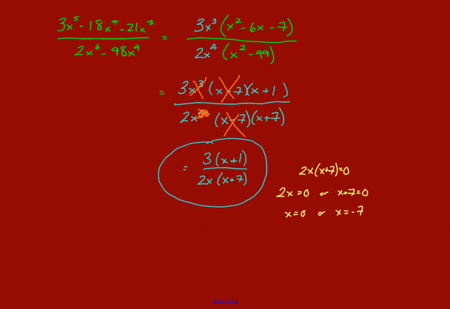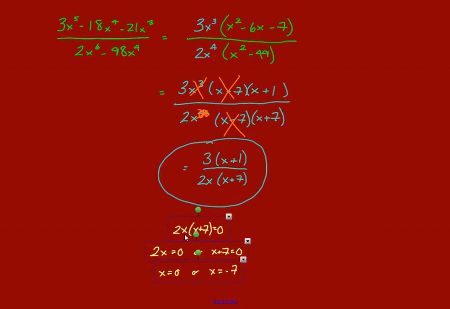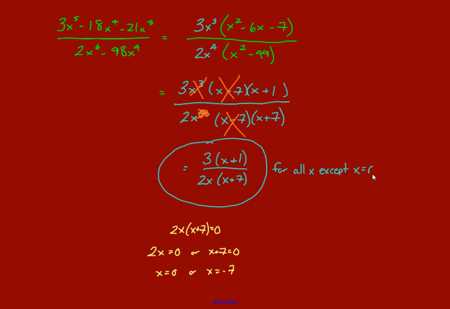and the way that we're actually going to write this, let me move what I just did down here. The way that your book's going to write this and the way that I want to write this, we're going to say for all x except x equals 0, and x equals negative 7. Okay?